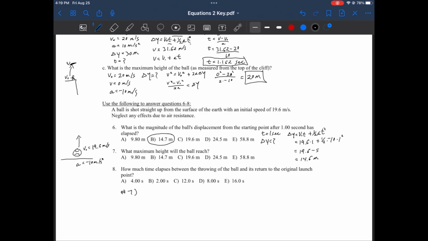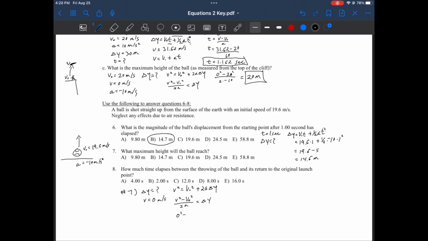What maximum height will the ball reach? Well, we know that means that we're looking for delta y, but final velocity is 0 because that's where it's changing direction. It's never going to go further up. Once the velocity goes to 0, it's going to change direction. We have delta y, we have final velocity, initial velocity, and acceleration. So v squared is equal to v naught squared plus 2a delta y. A little bit of rearrangement. V squared minus v naught squared divided by 2a is delta y.